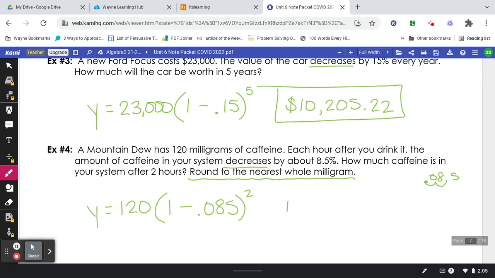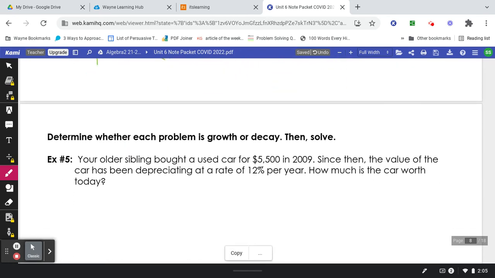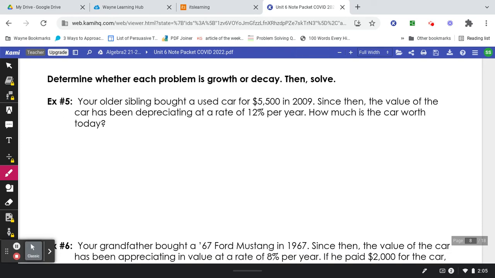Right? You should be getting 100 after you round it, 100 milligrams. All right, example number 5 and 6 ask us to determine whether a problem is growth or decay and then solve it. So let's look at example number 5.